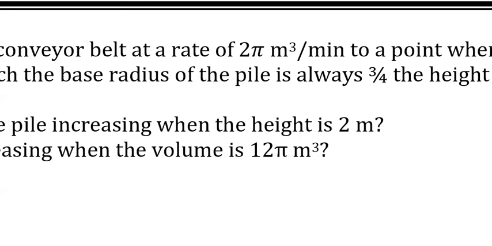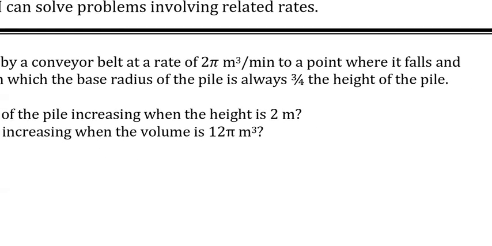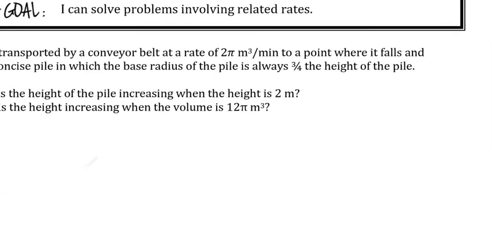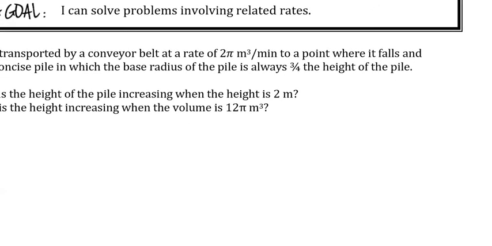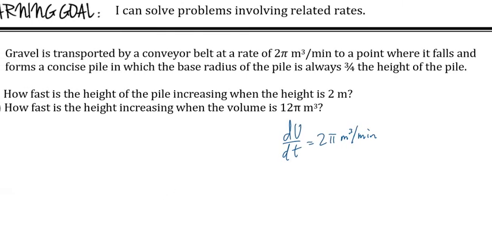So this is a rate and it's dV by dt. We could write that down right away. dV by dt equals 2 pi meters cubed per minute. So it falls and forms a conical pile in which the base radius of the pile is always 3/4 the height. So what shape is this talking about?